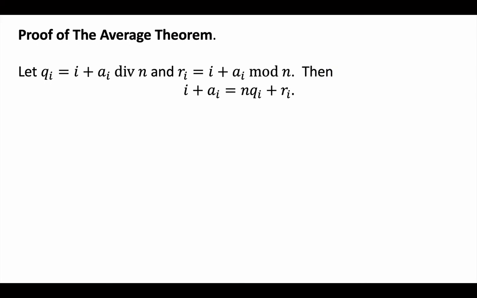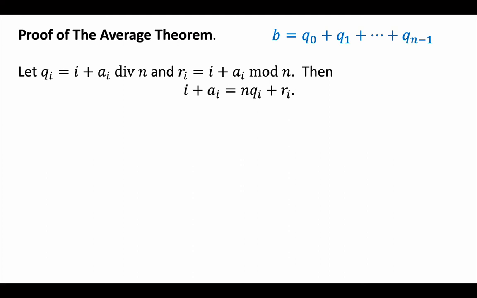Qi is the quotient that we get when we divide the landing time for the ball thrown at beat i by n. And remember that when we add up those quotients, we get the number of balls, so that's really important. Ri is going to be the remainder for the landing time of the ball that we throw at beat i. That is, Ri is (i plus Ai) mod n. In this case, then, the landing time i plus Ai can be written as n times Qi plus Ri.